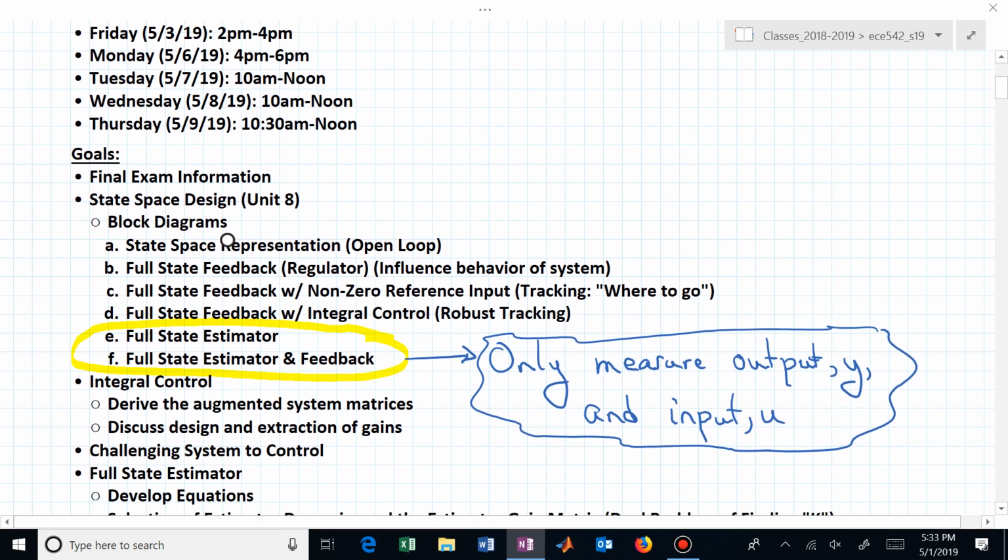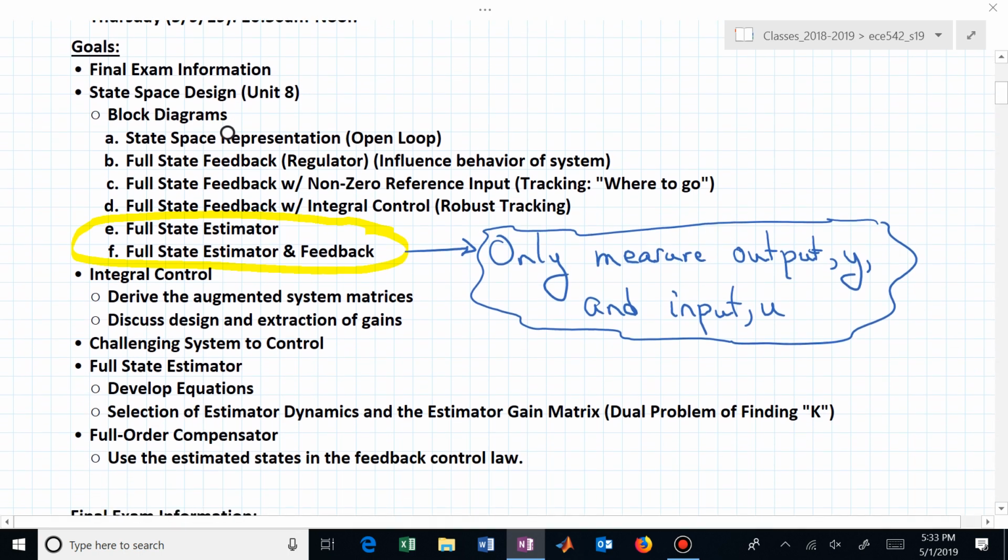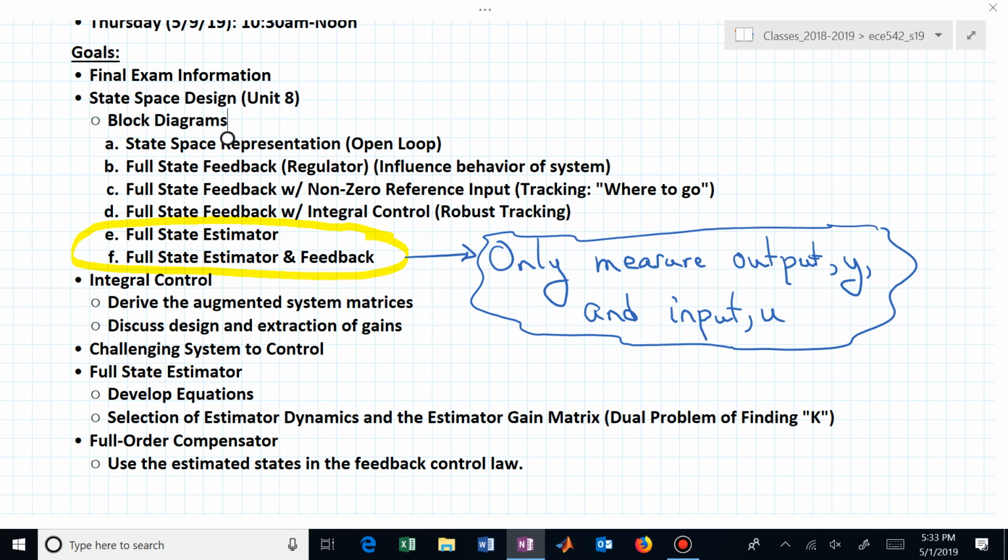Here are our goals for today, and we don't have very many. Again, that was a little bit of a joke, but a lot of this is telling you where you can take the material that you've now learned this semester. Where can you go from here? And it's based on right now Unit 8, which is the state space design. But first we'll talk a little bit about the final exam.